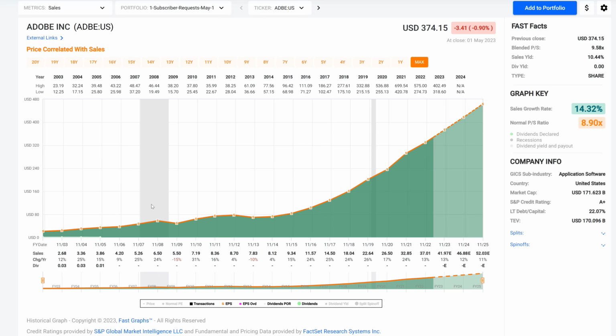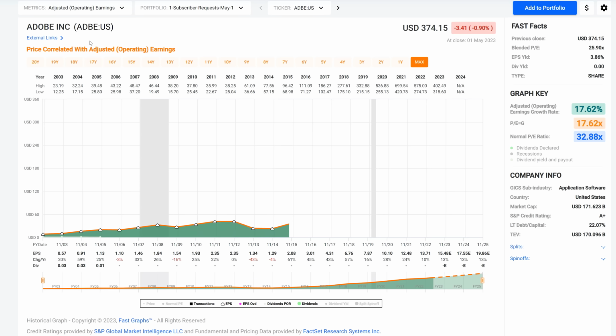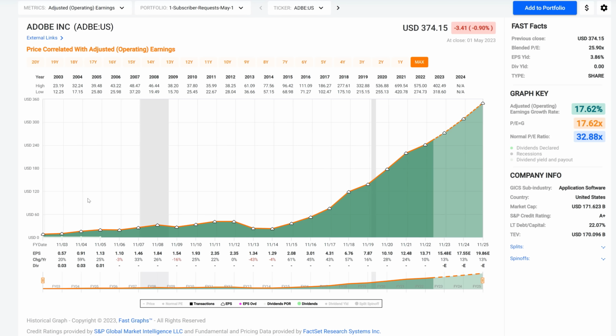But the first thing I want you to notice here when looking at Adobe through some of these different metrics, and actually through all these metrics, is that you instantly get an impression of what kind of business you're looking at. In Adobe's case, it's a non-dividend paying stock. You can see there's no light green shaded area, no white line. This company doesn't pay a dividend. But you can also see that the earnings growth has been very strong and very consistent, but I can also see there are times when the earnings have dropped a little bit.